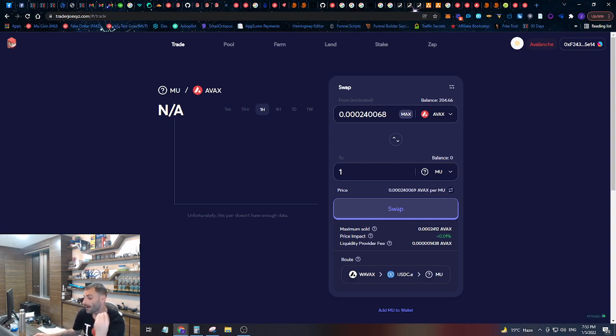But there is a liquidity pool between USDC.e and WAVAX. And there's a liquidity pool between AVAX and WAVAX. So what's going to happen in this trade is first my AVAX is going to be converted to WAVAX. Then my WAVAX is going to be converted to USDC.e. And then my USDC.e is going to be converted to Mu coin. All right? But I'm not really wanting to do that.